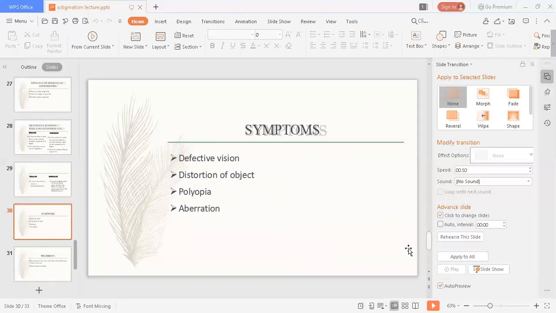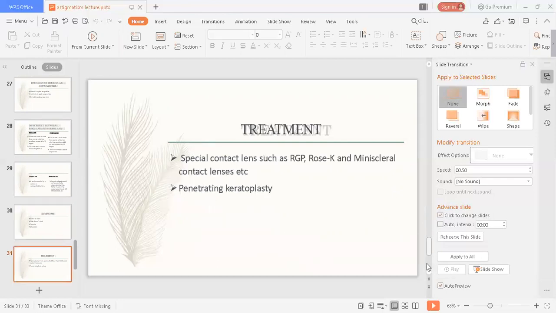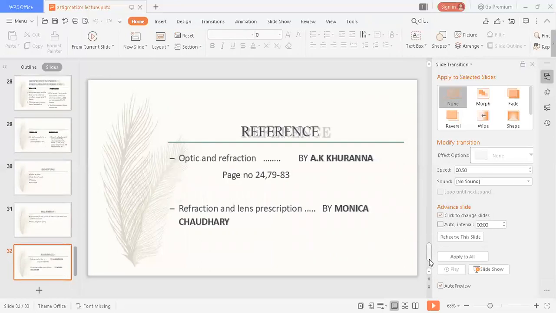In irregular astigmatism, the defect of vision is more pronounced than in regular astigmatism. There may be distortion of the object, there may be polyopia, where the person sees multiple images, and there may be aberrations. So special types of contact lenses such as rigid gas permeable contact lenses, mini scleral contact lenses or Rose K contact lenses can be used. And sometimes we have to change the cornea because the cornea is so scarred that it doesn't give useful vision. This process is called penetrating keratoplasty.